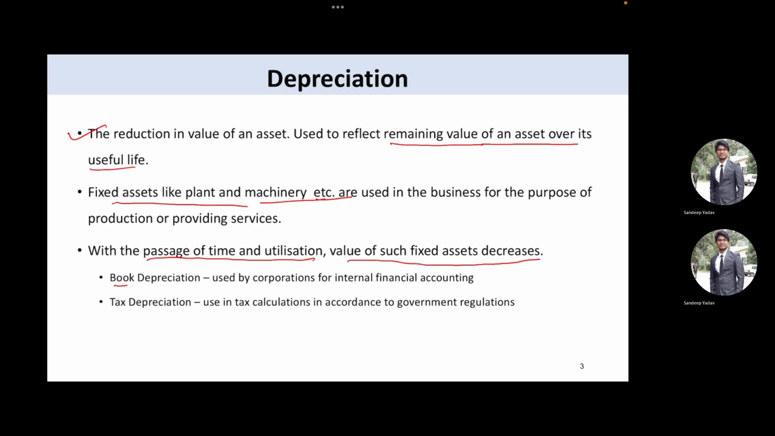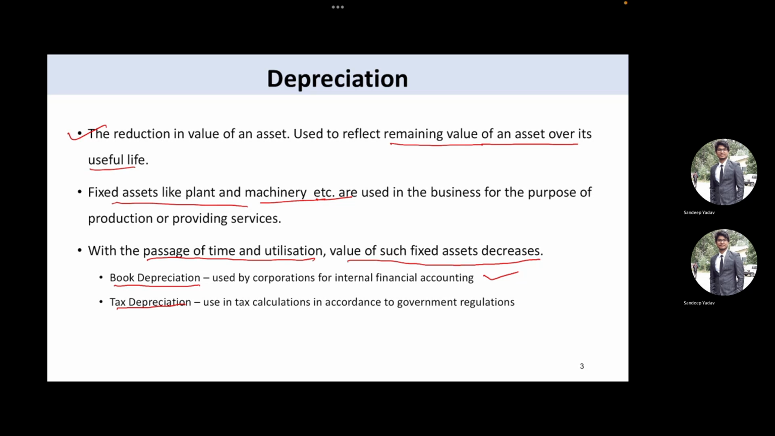There are two ways: one is book depreciation, and the other is tax depreciation. Book depreciation is used by corporates for internal financial accounting, that is done by the industry itself for their financial accounting. The second thing is tax depreciation. It is used in tax calculation in accordance with government regulation.